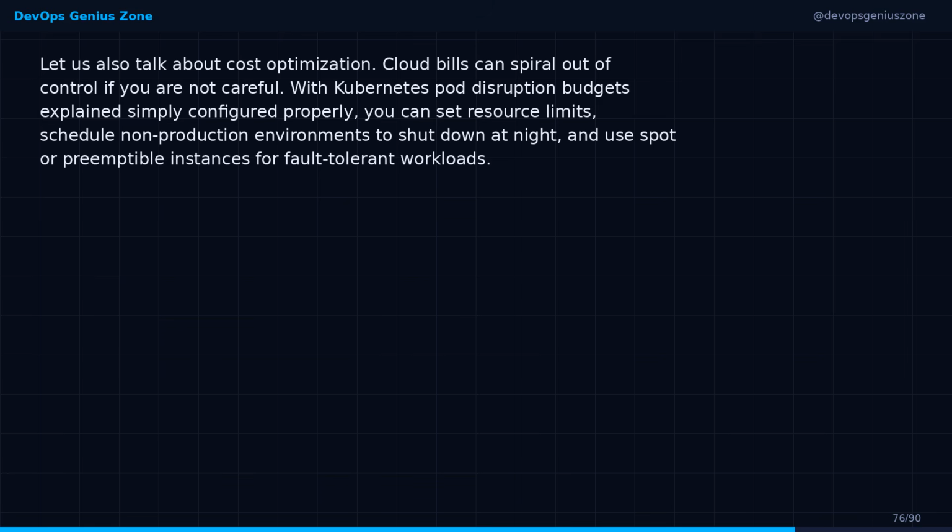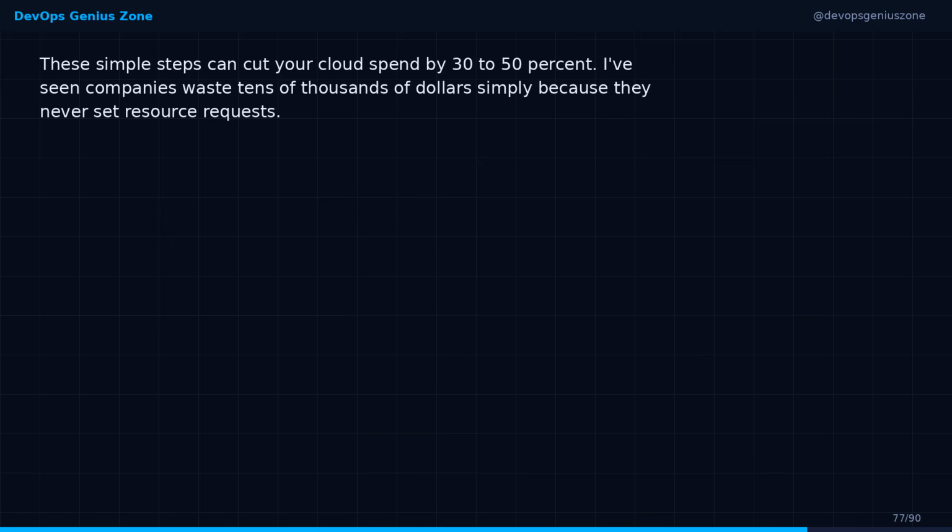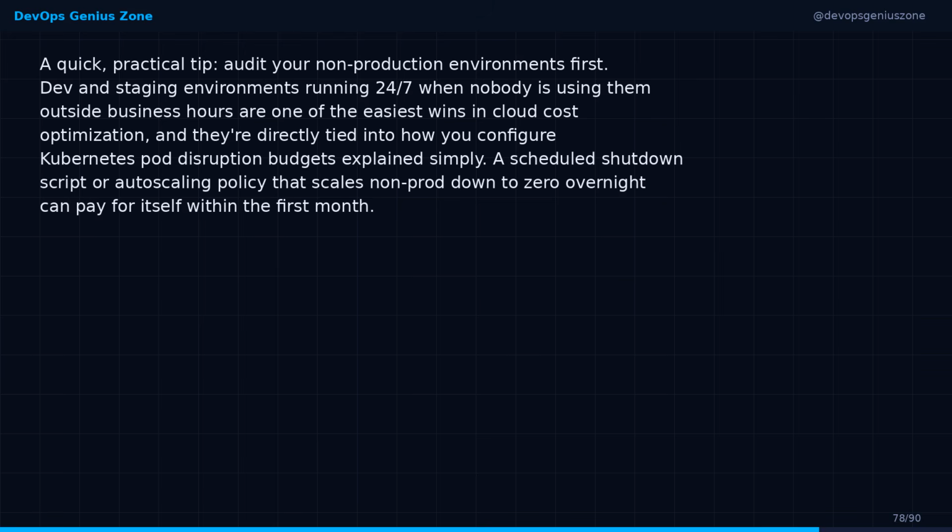Let us also talk about cost optimization. Cloud bills can spiral out of control if you are not careful. With Kubernetes Pod Disruption Budgets configured properly, you can set resource limits, schedule non-production environments to shut down at night, and use spot or preemptible instances for fault-tolerant workloads. These simple steps can cut your cloud spend by 30 to 50%. I've seen companies waste tens of thousands of dollars simply because they never set resource requests.